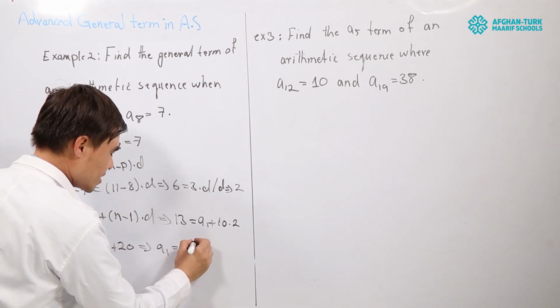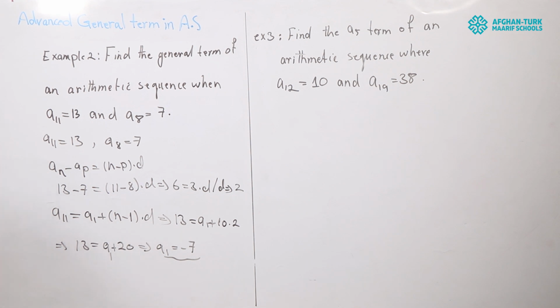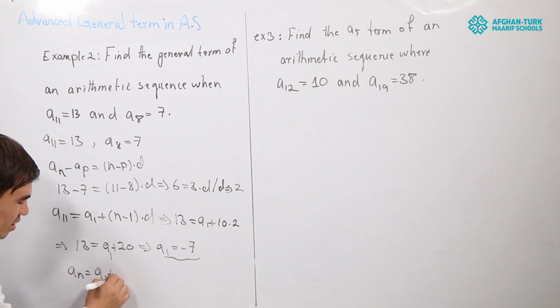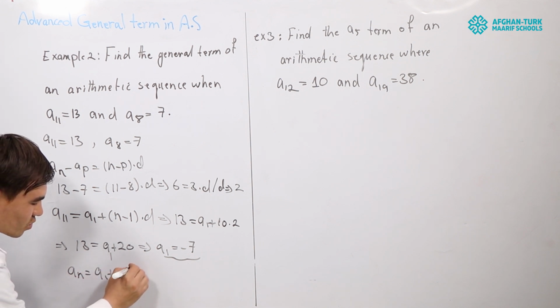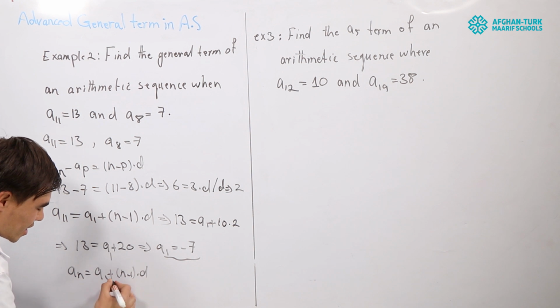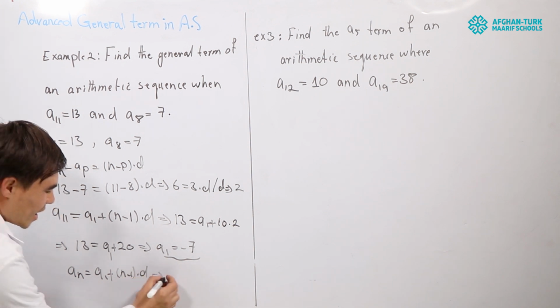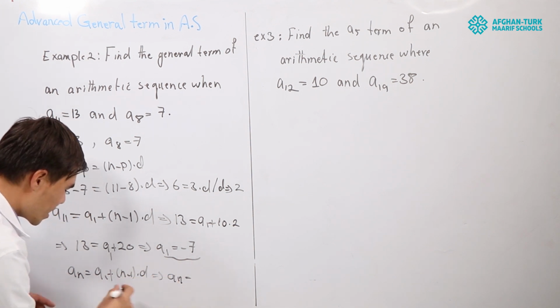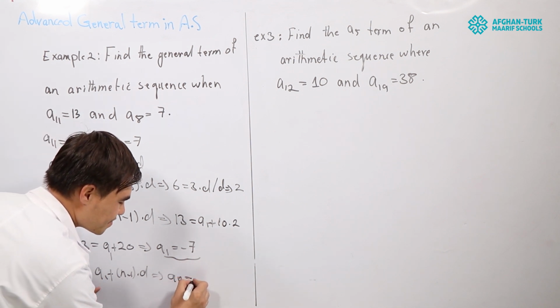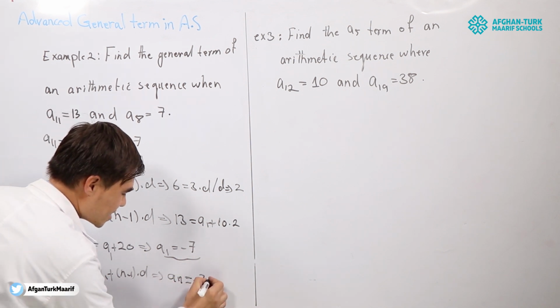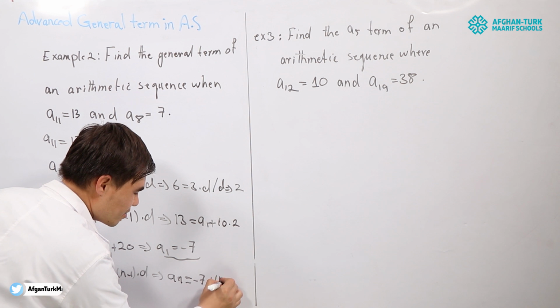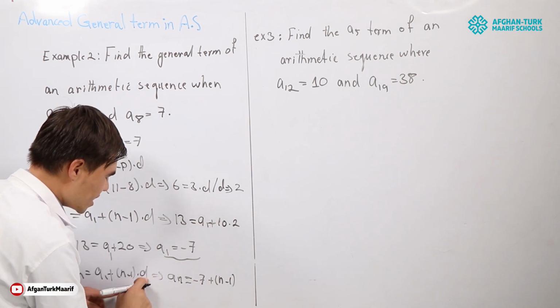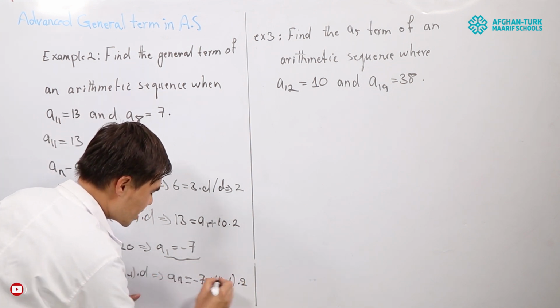which is negative 7. Here we have a formula for finding the general term. a_n is equal to a_1 plus (n - 1) times d. Let's substitute: a_n is equal to a_1, which is negative 7, plus (n - 1) times d, which is 2.